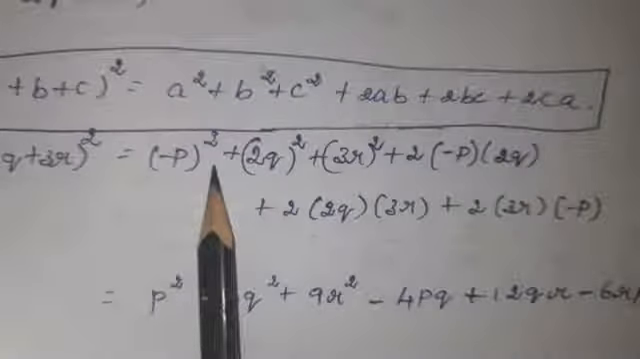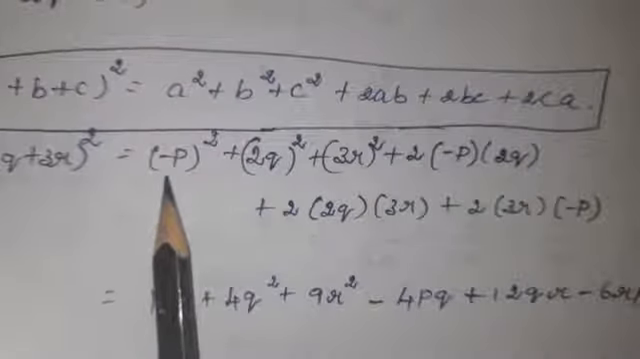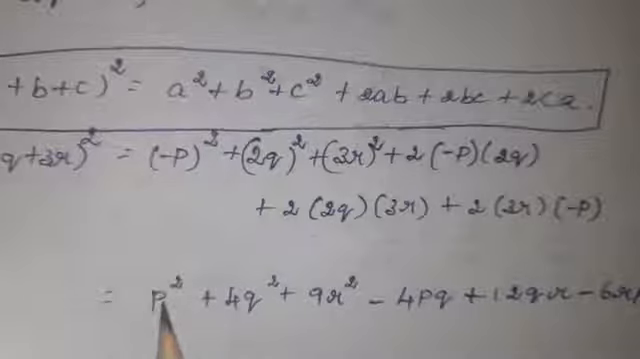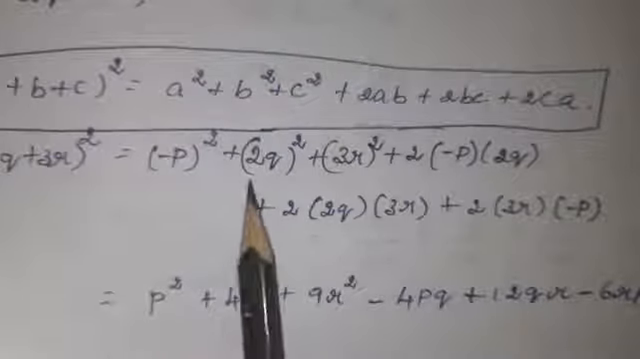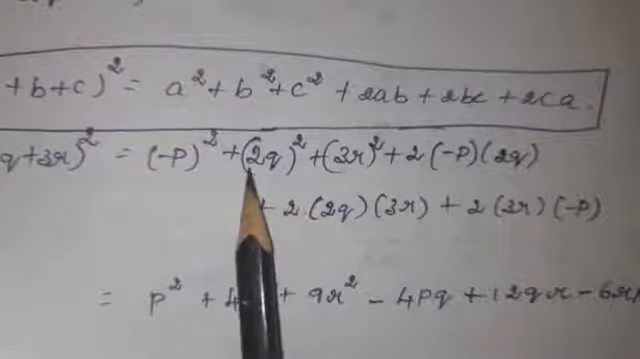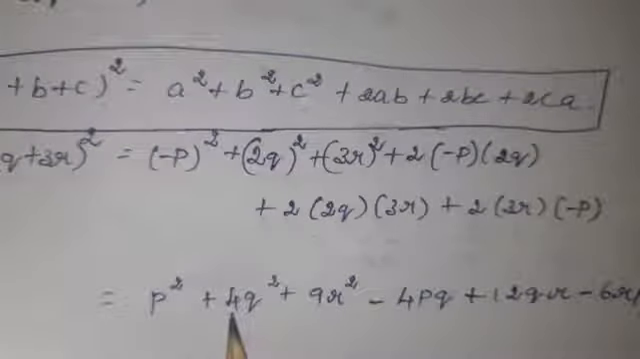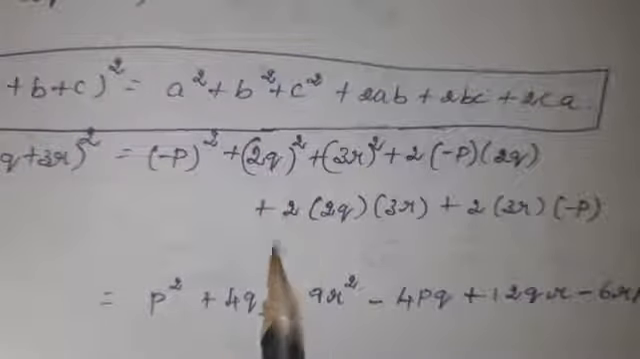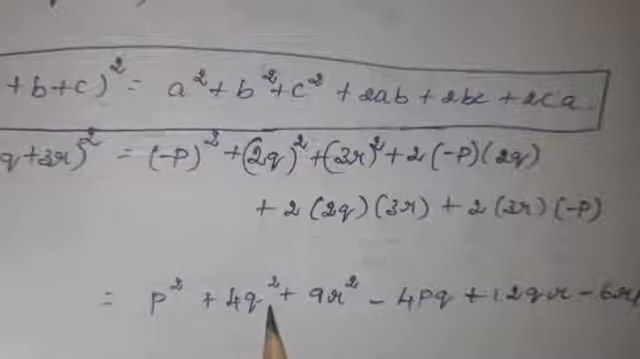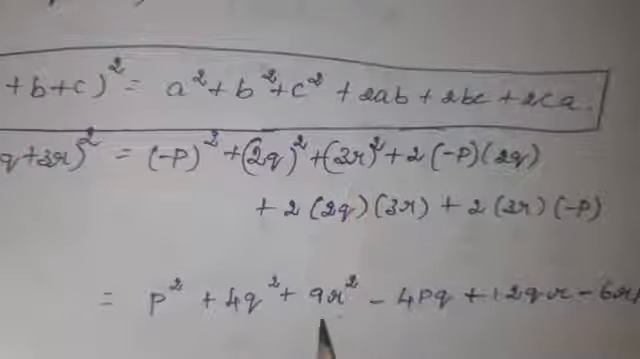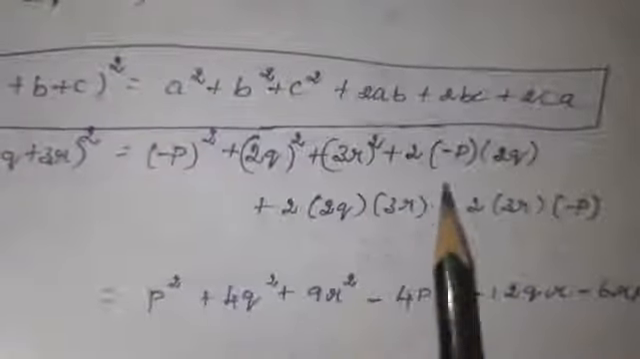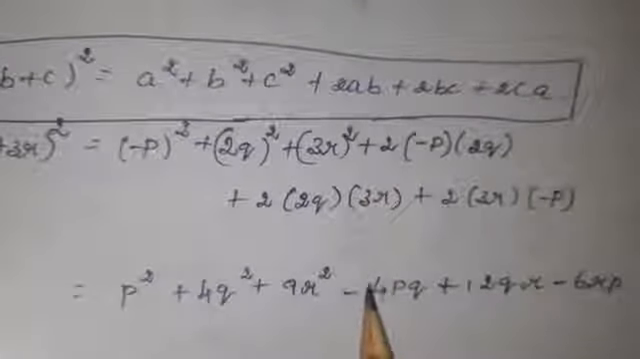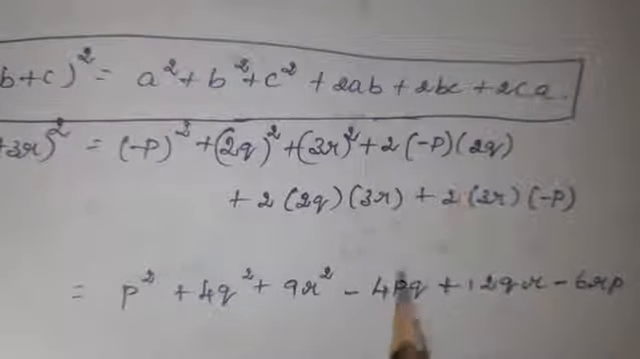(−p) the whole square. So you should multiply −p into −p. You will get p square, plus here (2q) the whole square can be written as 2 square is 4, 2 into 2 is 4, and q square is q square, plus (3r) the whole square can be written as 9r square. Here plus into minus is minus, 2 into 2 is 4pq.